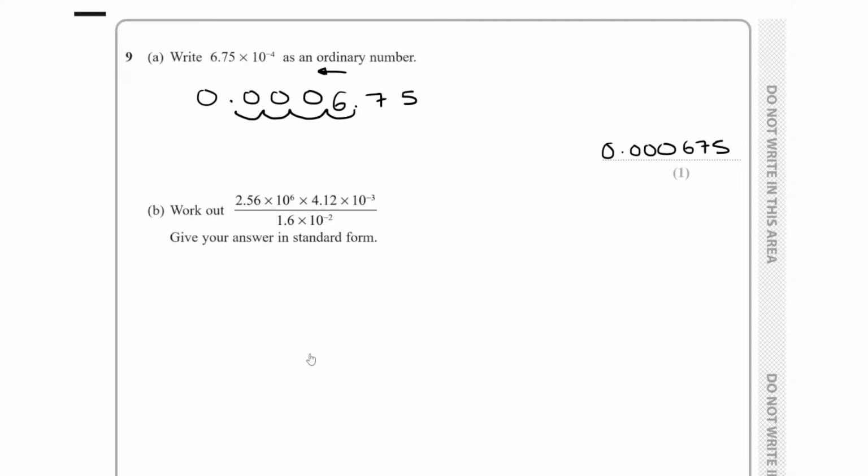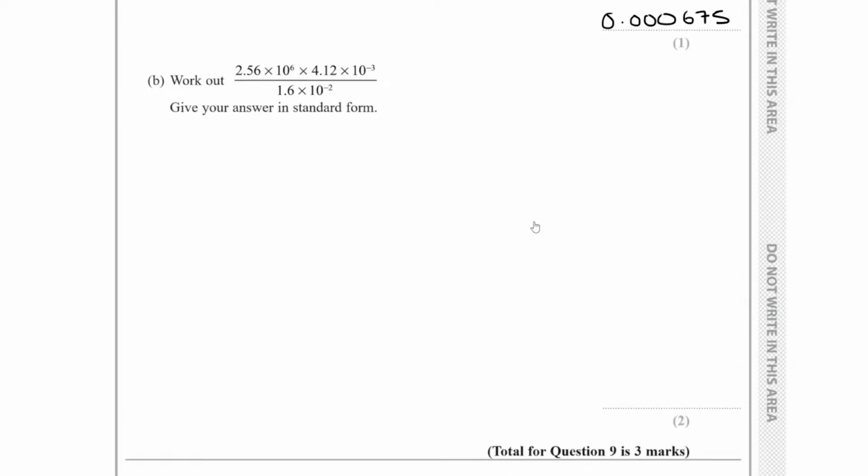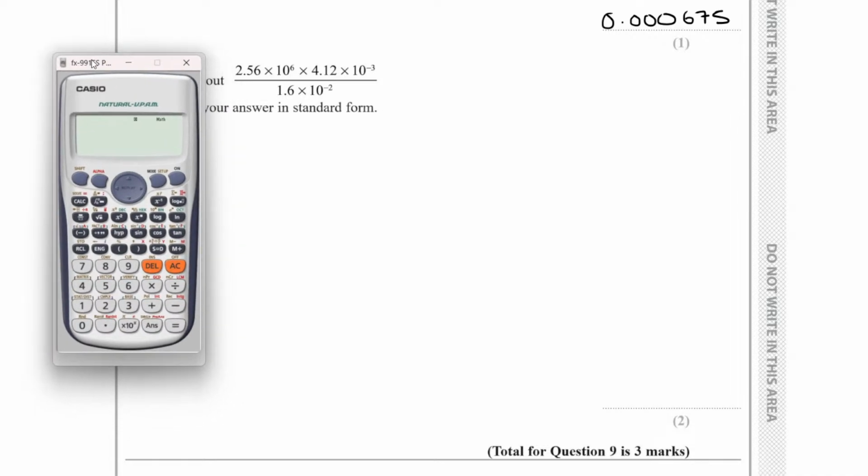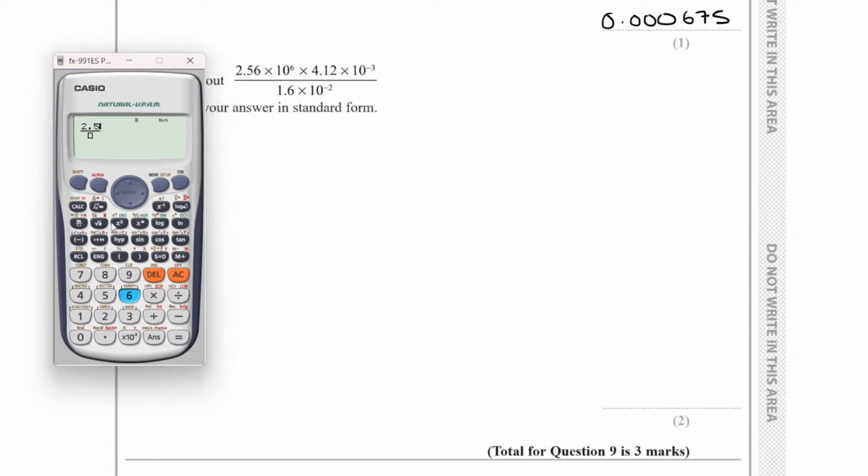We've now got a more complicated one for part B. So work out 2.56 times 10 to the power 6 times 4.12 times 10 to the minus 3 over 1.6 times 10 to the minus 2. Give your answer in standard form. Now, because this is a calculator question, I'm going to see if I can just literally calculate it. Sometimes if the numbers are too big, it doesn't work, but we'll try it.